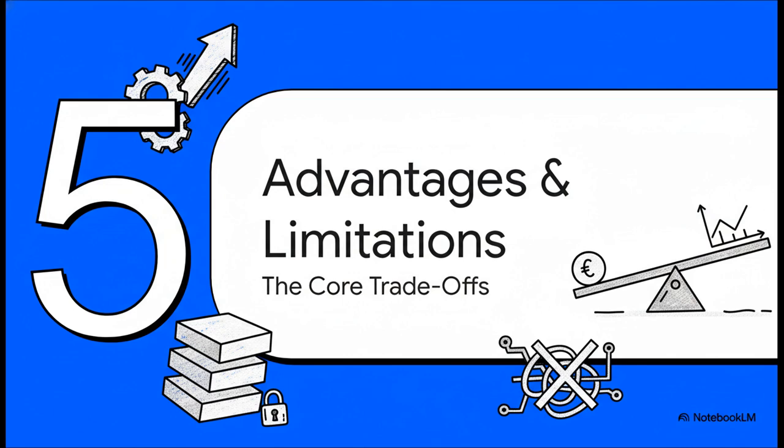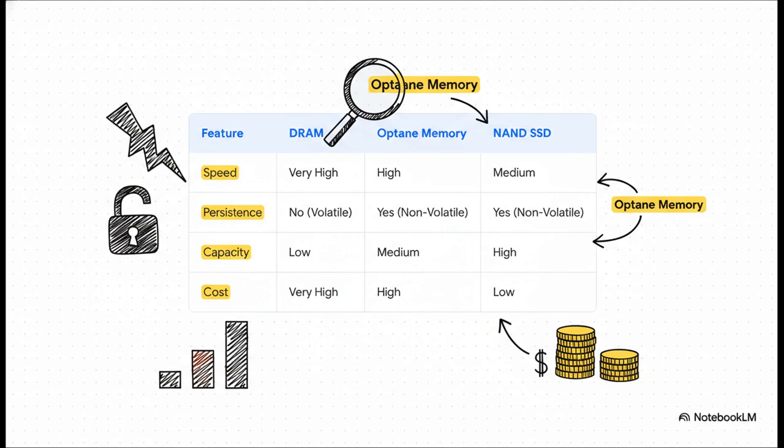So we have established the principles and the applications. Now we must analyze the trade-offs. We will summarize the distinct advantages and the inherent limitations of this technology. This table summarizes the trade-offs very clearly. Look at the Optane column. It offers a unique combination of high speed and persistence. However, compare its cost and capacity to NAND SSDs. It is more expensive and offers lower capacity. Compared to DRAM, it is cheaper and offers higher capacity, but it is slower. It was designed to exist in this middle ground.